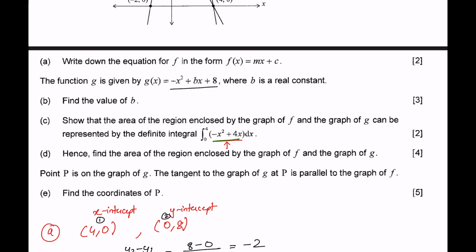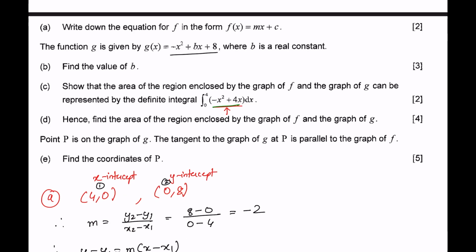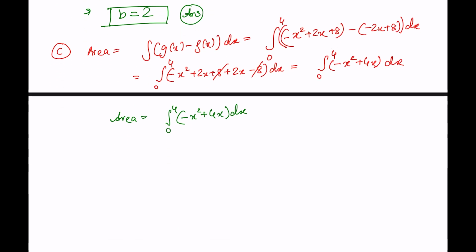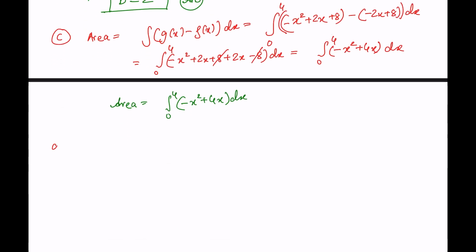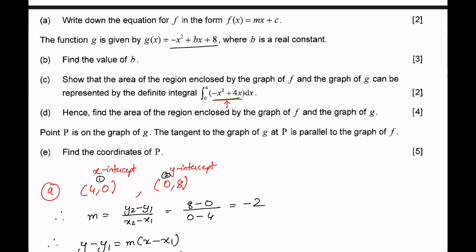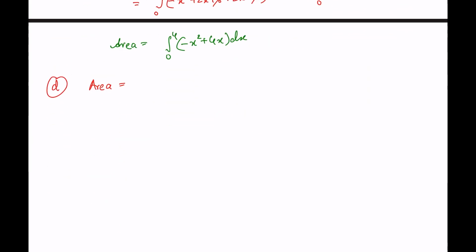Okay. Now the next part is we have to evaluate the area. We just have to solve this integral for the next part. So yeah, find the area enclosed by the graph f and the graph g. So just evaluating this integral, if I integrate x squared, it will be minus x cubed by 3, and the integral of 4x would be 4x squared by 2.